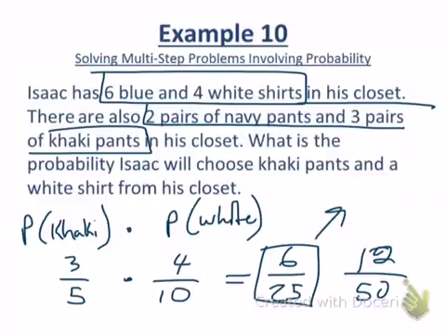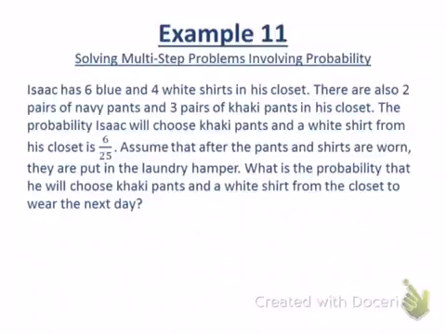Now, we could talk about example 11. The probability Isaac will choose khaki pants and a white shirt from his closet is 6 out of 25. We're not going to finish this problem totally. Assume that after the pants and shirts are worn, they are put in the laundry. What is the probability that he will choose khaki pants and a white shirt from the closet to wear the next day? So what changes? There's one less white shirt, and the total number of shirts and pants is adjusted from the second day. So this gets some layers to it. You'll have to think about what that might look like.